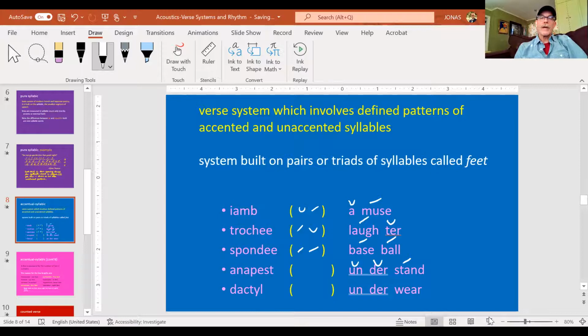Understand. Okay, so understand. Then a dactyl is the first syllable stressed and then the following two are not. Okay, so it's underwear, right? Now, here's how I'm going to help you remember the difference between an anapest and a dactyl. Okay, and you just bear with me here.